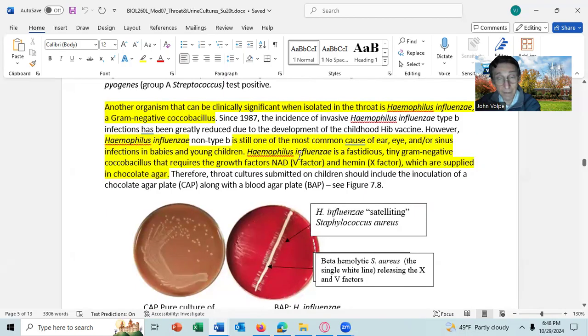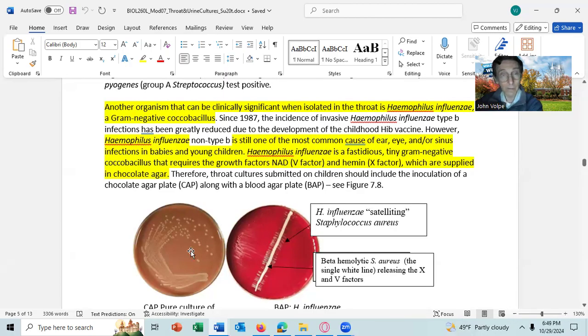Haemophilus influenzae is a fastidious, tiny gram-negative coccobacillus that cannot grow on blood agar because it needs the V factor and the X factor before it'll grow. And on a blood agar, Haemophilus influenzae cannot lyse the red blood cells. So Haemophilus influenzae will not grow on a blood agar plate.